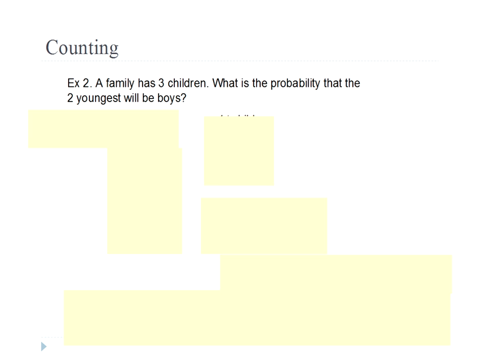Another example where it's useful to draw a tree diagram might be to consider a family that has 3 children. What is the probability that the 2 youngest will be boys? So here I see the word probability, and as soon as I'm asking for probability, I'm looking at the number of ways to get success divided by the total number of outcomes. And so we can draw this tree diagram.